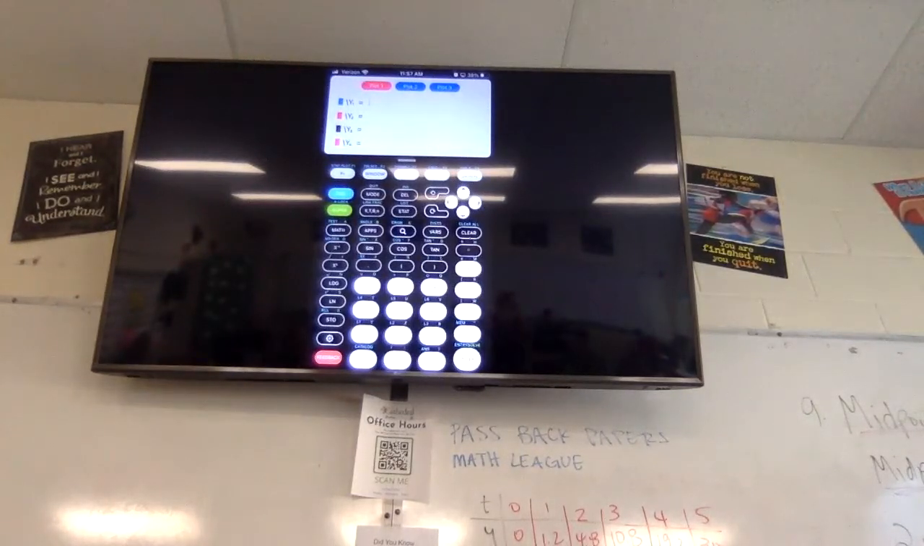Now I'm going to put my window just in Zoom Standard for right now. If you haven't touched your calculator, it's probably there, but I'm just going to go to ZoomStandard, Zoom 6, to make sure it's good. And this is what I see.